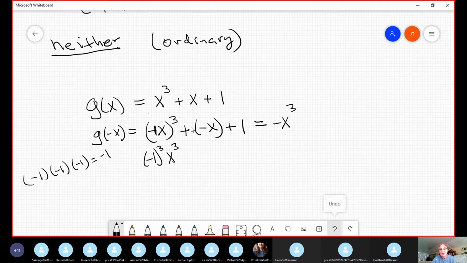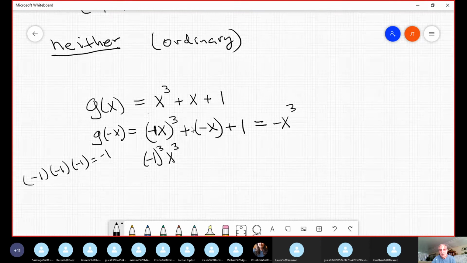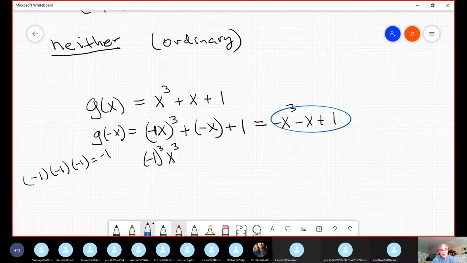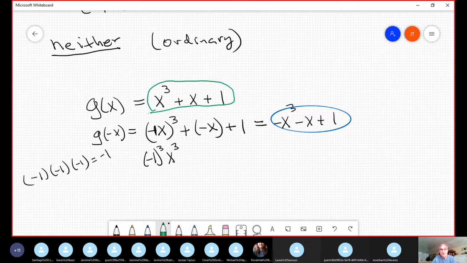Okay? The shortcut: if the exponent is odd, it's negative. If the exponent is even, it's positive. So, plus and minus, negative, plus 1. And that's the crucial moment in which you compare this one and this one, and let me know if it's even, odd, or neither.